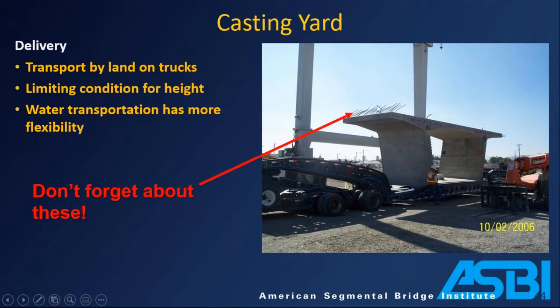And as you plan this out, don't forget about these. If you have barriers, parapets, anything like that sticking out, that adds onto the height. So you can see these were bent over in this case, and sometimes for taller segments, people will use couplers to limit that height. So make sure you're all in on your clearance envelopes.